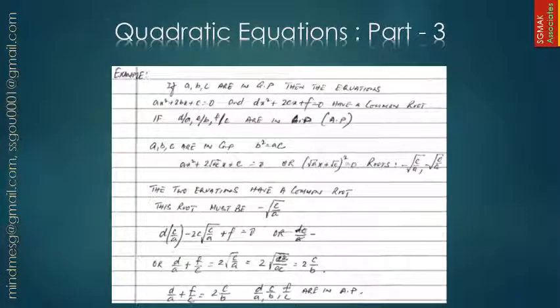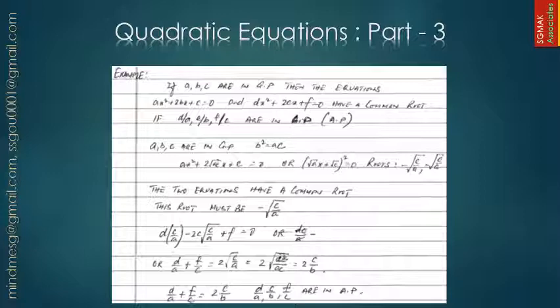Next problem. If a, b, c are in geometric progression, then consider the equations ax squared plus 2bx plus c equals 0 and dx squared plus 2ex plus f equals 0. If these two have a common root, given that a, b, and c are in geometric progression, then there's a relationship between d over a, e over b, and f over c. They are in arithmetic progression.